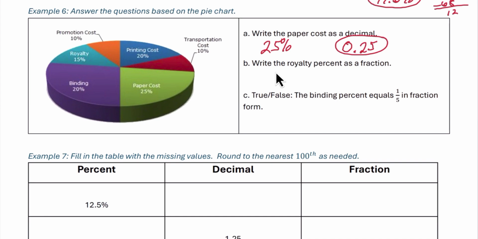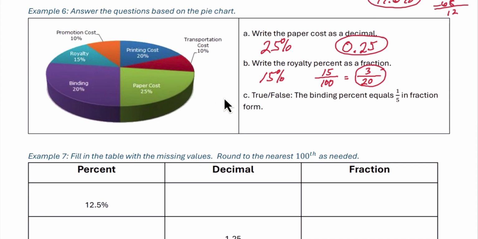Part B, the royalty percent as a fraction. So the royalty percent, we have 15%. 15% written as a fraction. We would drop the percent sign and write the 15 over 100. We could then reduce that. 15 and 100 have a 5 as a greatest common factor. Let's divide each of those by 5. 15 divided by 5 is 3. 100 divided by 5 is 20.